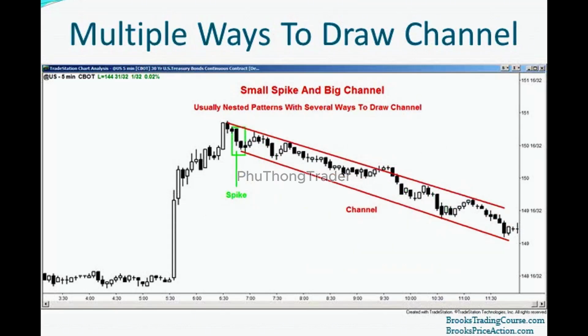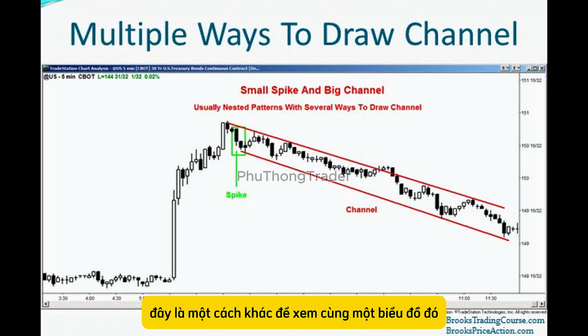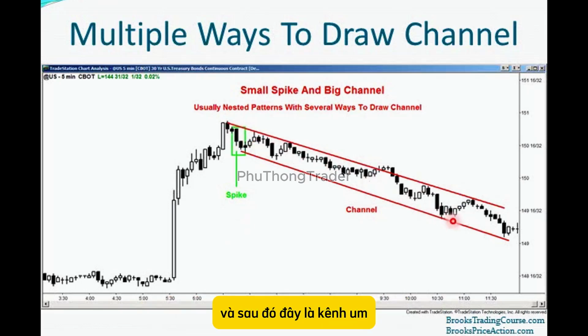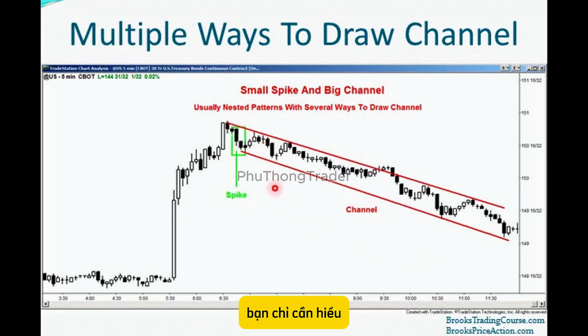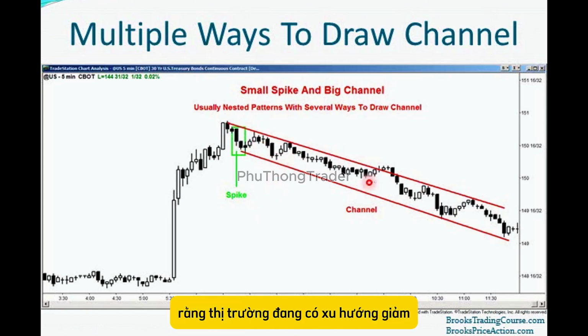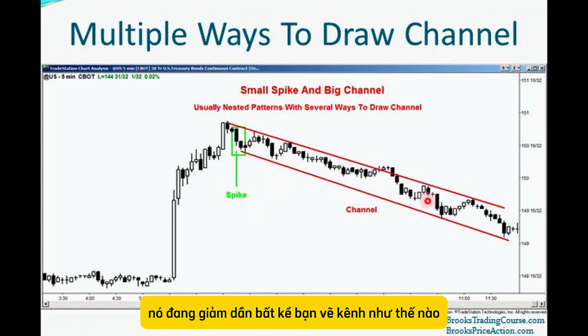Here's another way to view that same chart. You can refer to this as the spike and then this as the channel. It doesn't matter which bars you use to create the channel. It doesn't matter how you draw the channel. It doesn't matter which spikes you use for the spikes. You just simply have to understand that the market is in a bear trend. It's channeling down, no matter how you draw the channel.